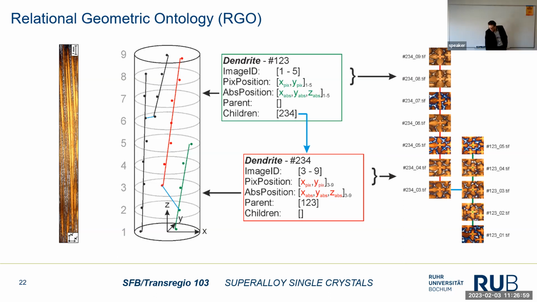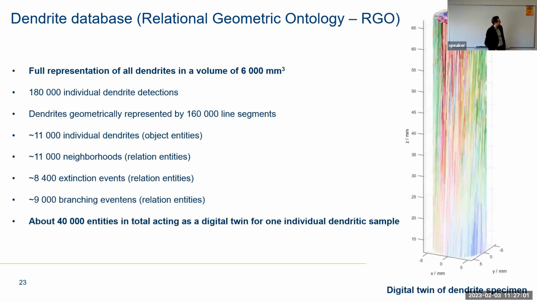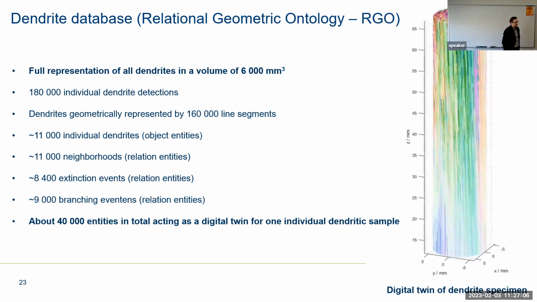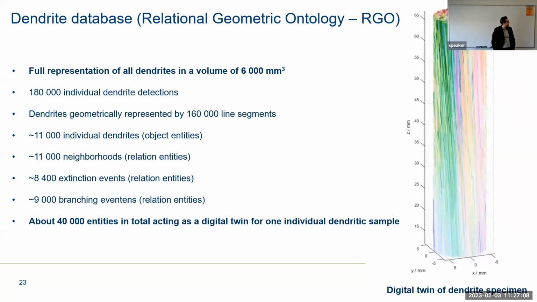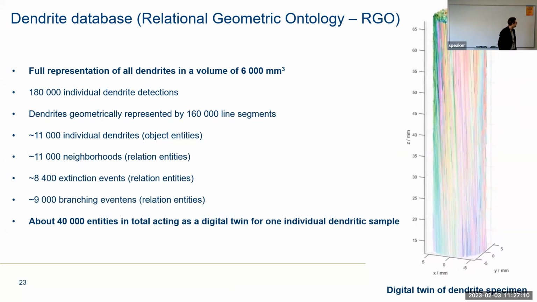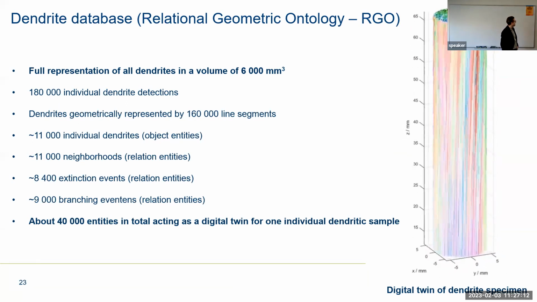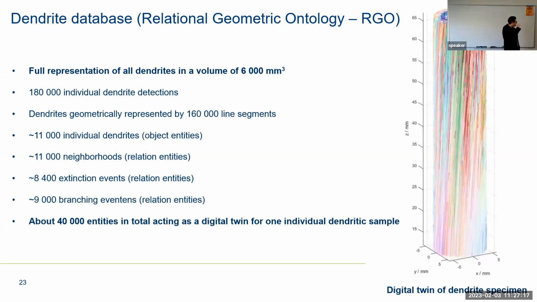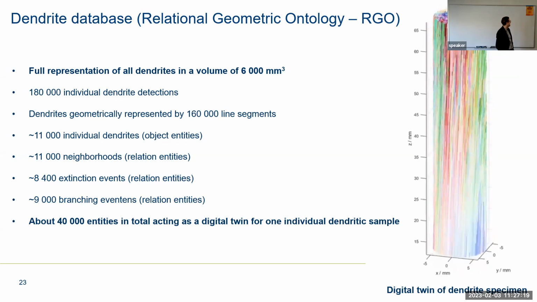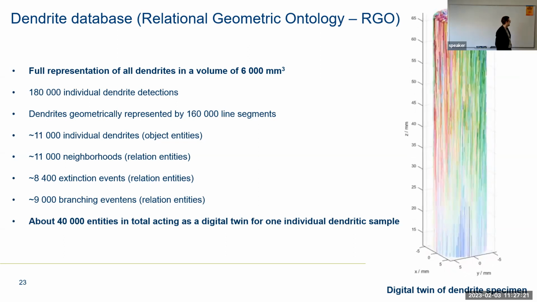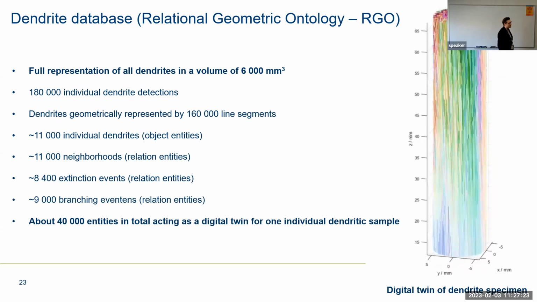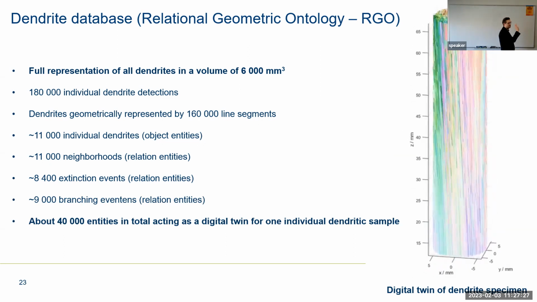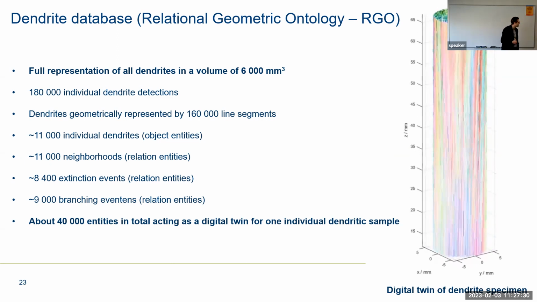Now what does come out of this? This is basically the data set that we have. You see it on the right. Each line segment there represents a dendrite in a volume of over 6,000 cubic millimeters. You can see some of these parameters here, right? We have detected 11,000 individual dendrites with over 180 individual detections. And there are actually about 30,000 relation entities. So there's much more relation entities than object entities, which is interesting. I believe that this is always the case. I'm not certain about this.